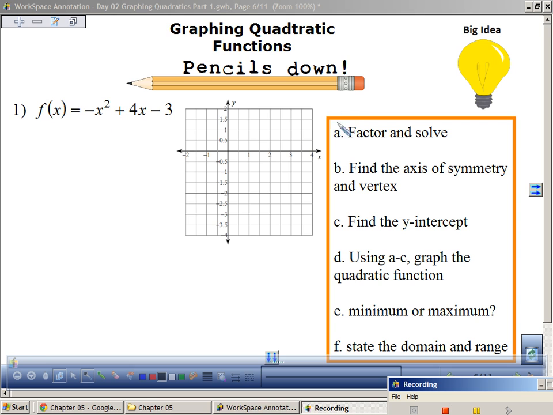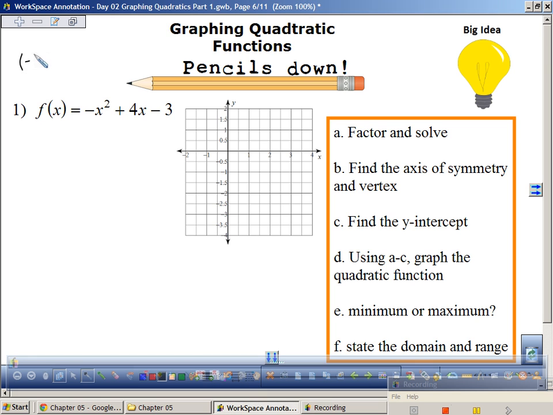Alright, so my first step is to factor and solve. So I'm going to go ahead and factor and solve. What should I pull out before I factor this at all? A negative. This is an upside down graph. That's what this looks like. I can tell right there because of the negative. So I'm going to pull the negative out first. We'll call this A. This is my first step. I'm going to pull a negative out, and I have x squared minus 4x plus 3.